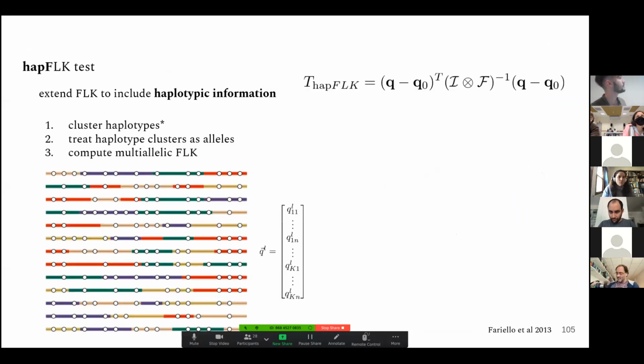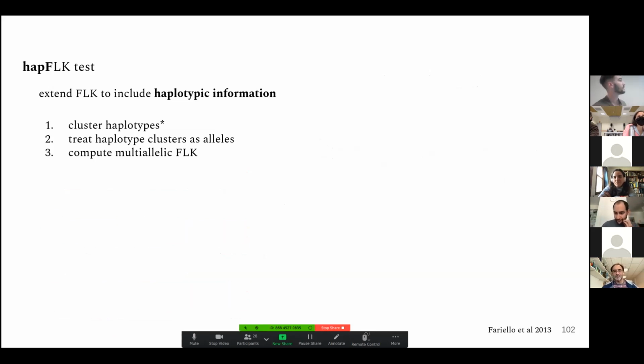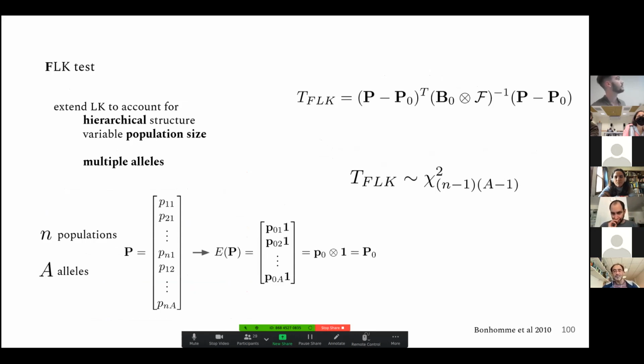So yeah, here is how we compute the HAB-FLK distribution. Basically, what I understood from your question is: is it approximate? Does it follow? Is it proportional? Well, it is both approximate and proportional. First, it is an approximation because the multi-allelic FLK test follows approximately a chi-square distribution.